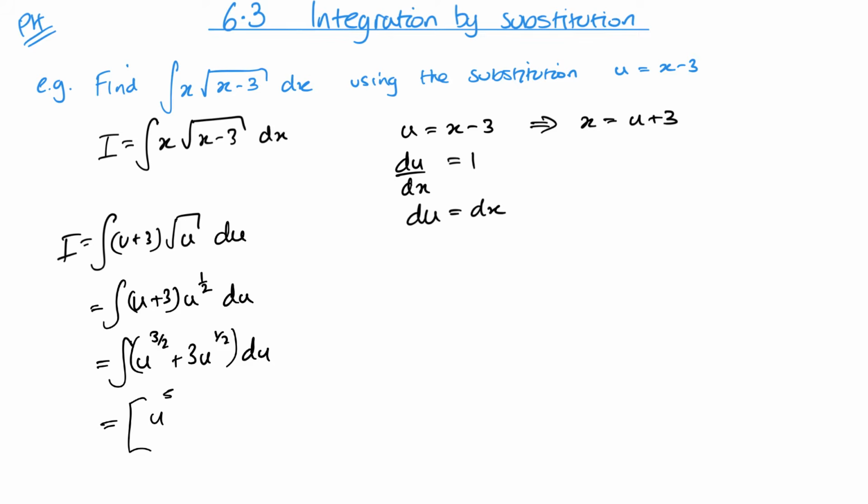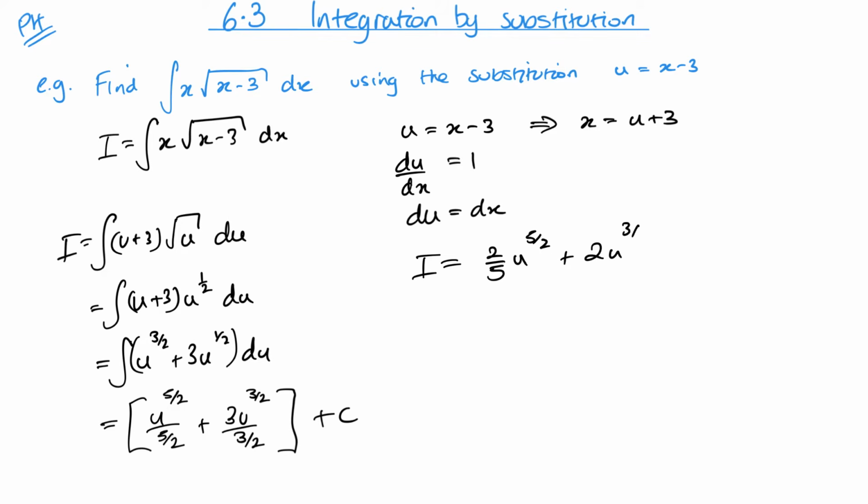Now we can go ahead and integrate. So add 1 to the power, divide by the power. Add 1 to the power, divide by my power. And don't forget my plus c. Now I'll go over here. You can see I'm using that I now just to show where I'm carrying on and know it's the integration. So we get 2/5 u to the 5 over 2 plus, now we're going to get 2u to the 3 over 2 plus c.